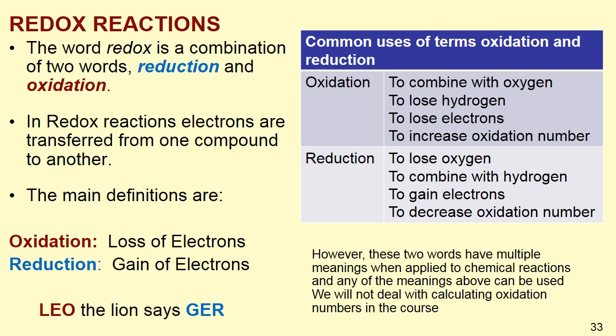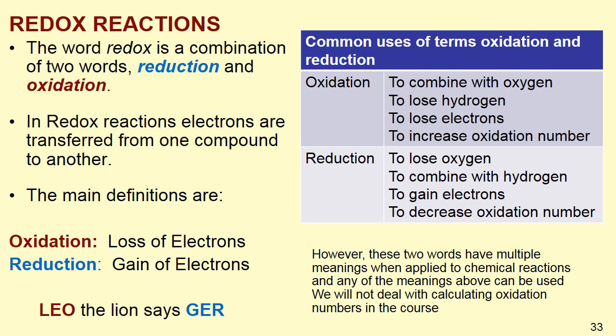Anyway, the word redox, as I mentioned earlier, is a combination of the two words reduction and oxidation. All right, so what is reduction? Let's step back. A redox reaction then is where an electron is transferred from one compound to another. So here are the main definitions. Oxidation means something that has lost an electron, and reduction is something that gains electrons. So when something has gained an electron, that is reduction. When something has lost an electron, that is oxidation.